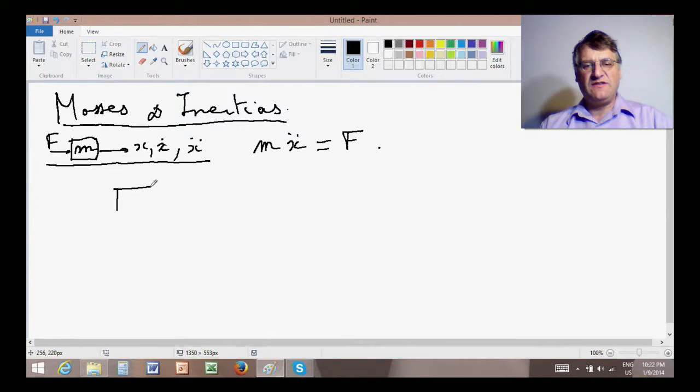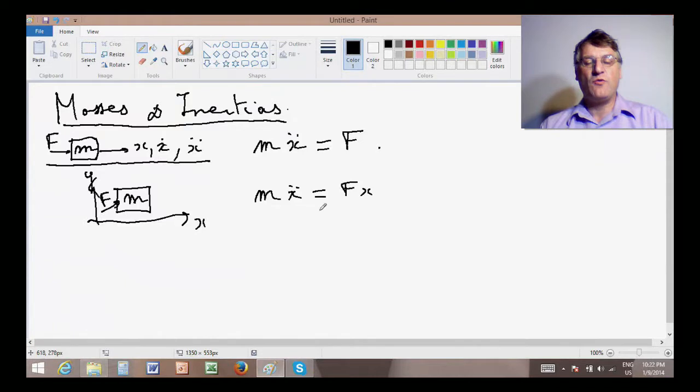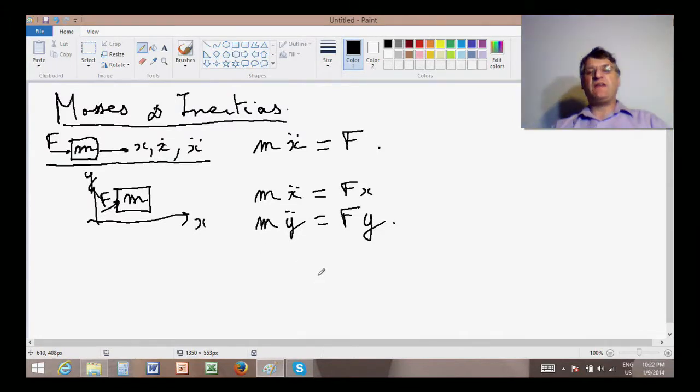Now, if the mass is in several dimensions, for example in 2 dimensions, and if the force is in 2 dimensions, if we call x the x-axis and the y-axis, we get that m x double dot is equal to fx, the component on the x-axis of the force, and m y double dot is equal to fy. This is not necessarily the best way to represent things, but it sure does the work.